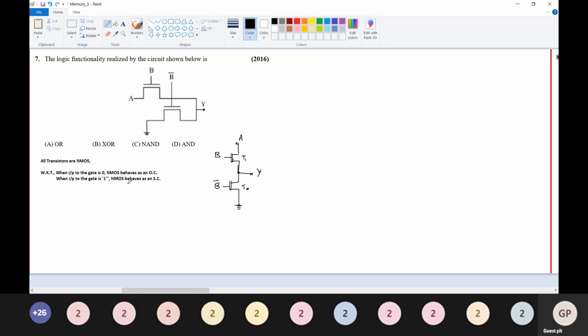As we know, when the input to the gate is 0, an NMOS behaves as an open circuit. So now case 1. I'll take this circuit here. This is case 1.